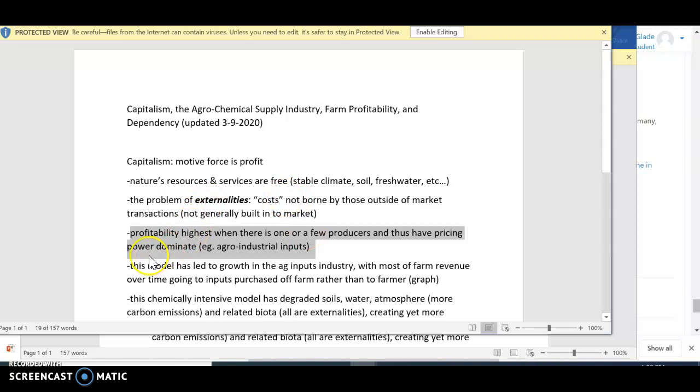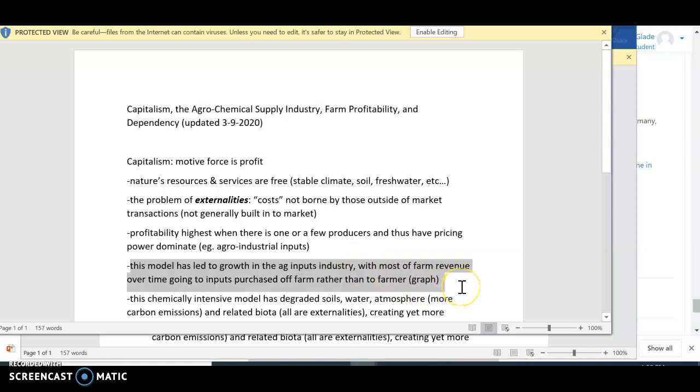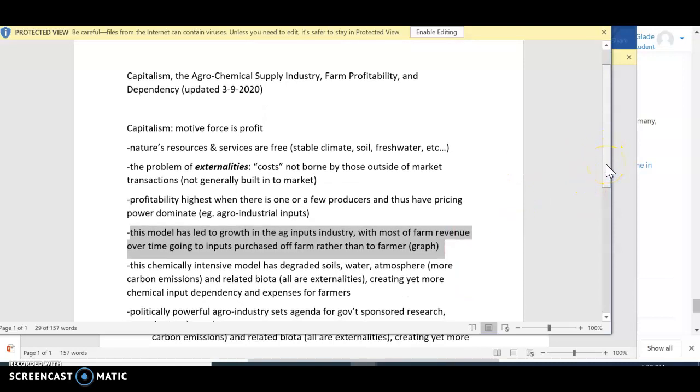So what this model does is it leads to growth in the agricultural inputs industry, with most of farm revenue over time going to inputs purchased off the farm rather than to the farmer. And we already saw that graph. It was the Canadian graph that gives you a sense of that happening over time.